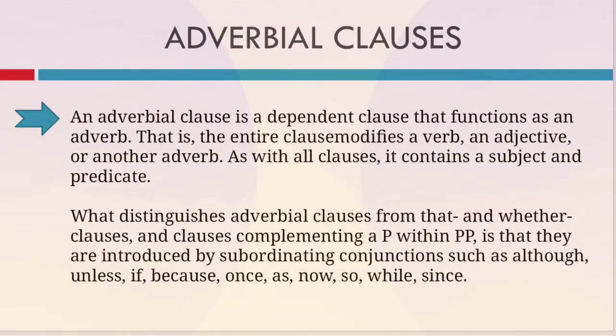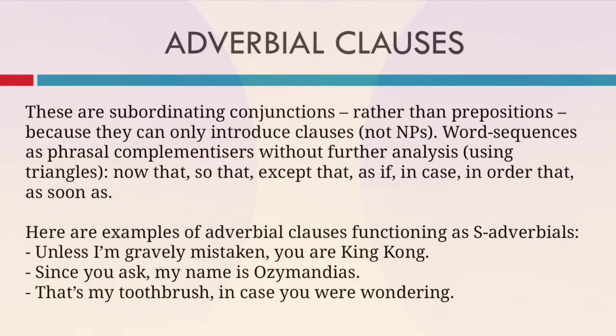Adverbial clauses. An adverbial clause is a dependent clause that functions as an adverb. That is, the entire clause modifies a verb, an adjective, or another adverb. As with all clauses, it contains a subject and predicate. What distinguishes an adverbial clause from the that and whether clauses and clause complementing a P within PP is that they are introduced by subordinating conjunctions such as although, unless, if, because, once, as, now, so, while, since. These are subordinating conjunctions rather than prepositions, because they can only introduce clauses.